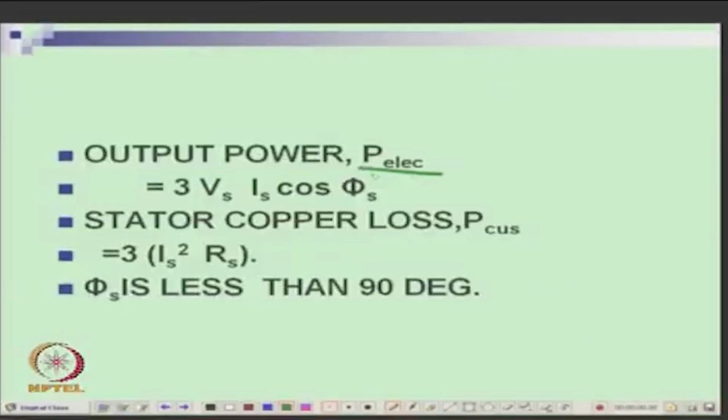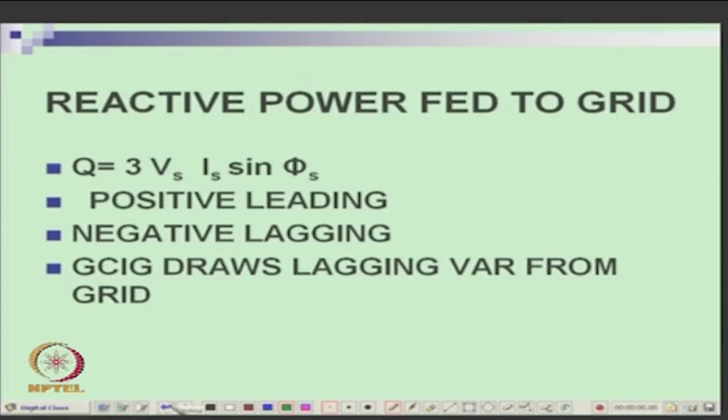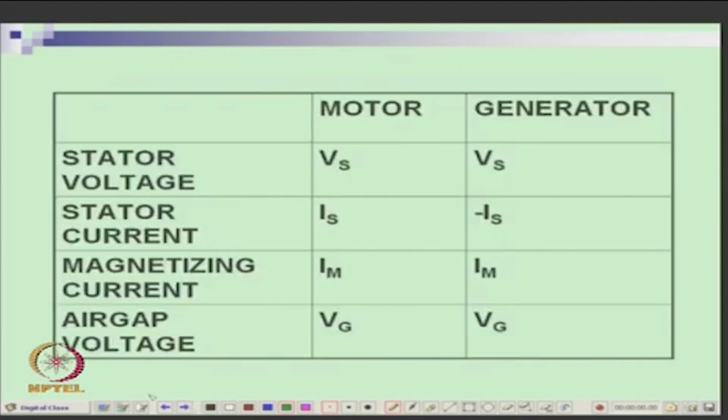Output electrical power is of course 3 VS IS cos phi, and phi s is less than 90 degrees. Reactive power 3 VS IS sin phi is positive leading and negative lagging, okay. So, the generator draws lagging var from the grid, okay. This again we are repeating the same thing.